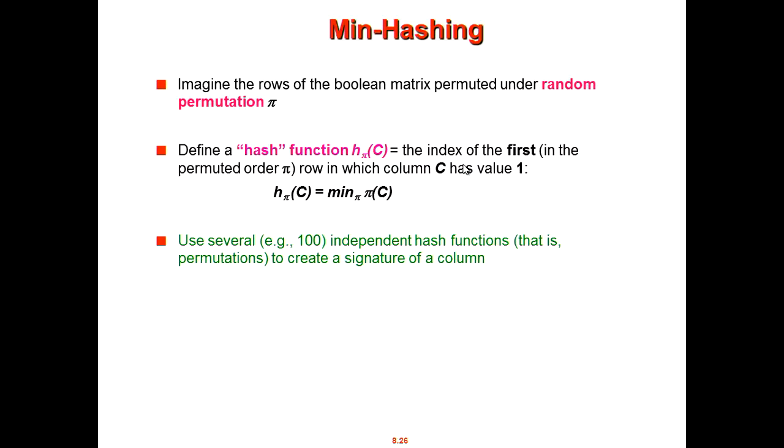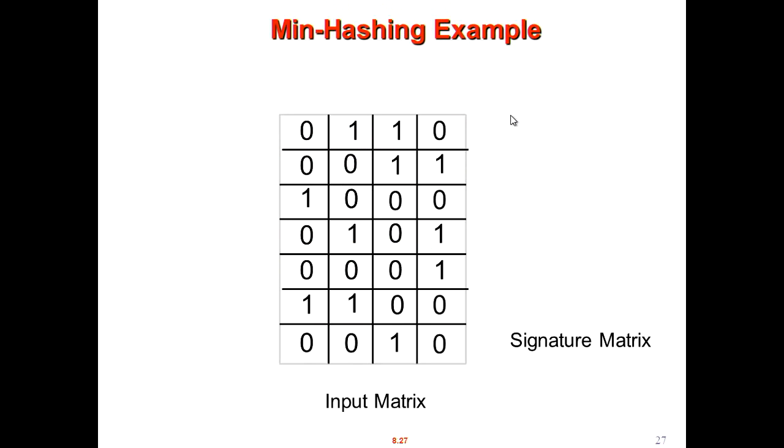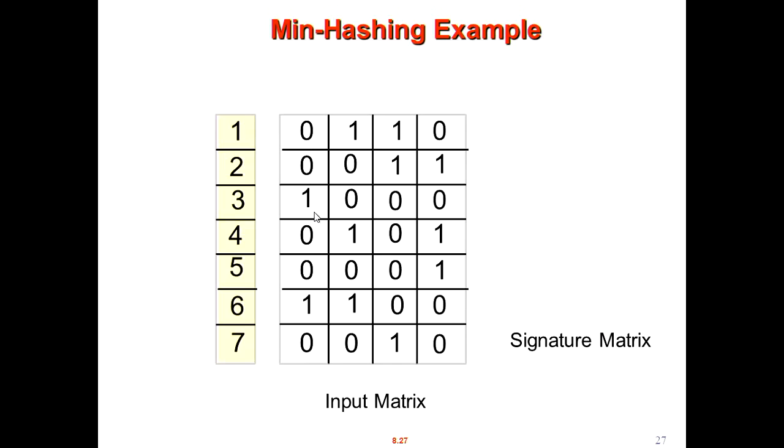Okay, again, I think this is the part you may not quite understand, right? The index of the first row in which column C has value 1 in this pi permuted order. So we can see some examples here. This is a min hashing example. Assume that this is the input matrix. Remember that the rows are the k-shingles and the columns are the documents. And what we want to get is the signature matrix. Each column will correspond to one signature bit for one hash function. So this is one hash function, one permutation order: 1, 2, 3, 4, 5, 6, 7 for these rows. So actually, it's just the original order, right?